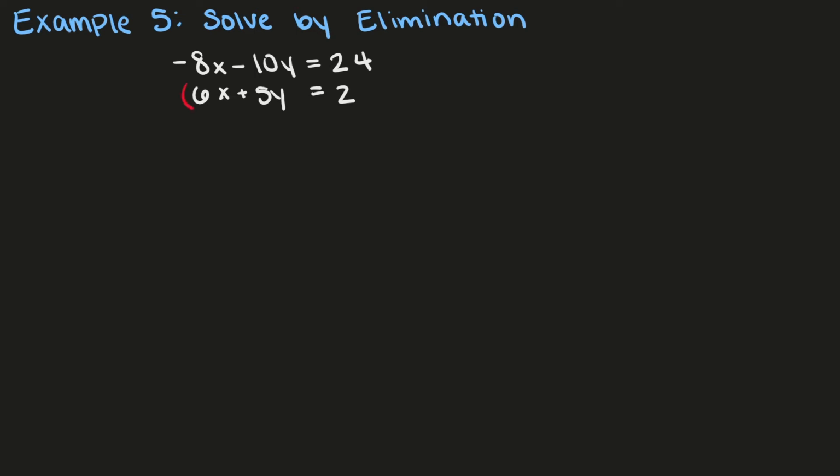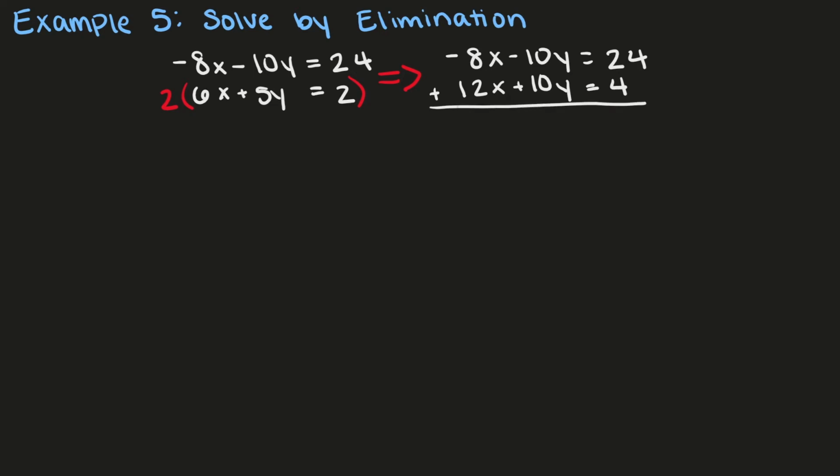Let's multiply the second equation by 2. This will give us a positive 10y, which will cancel out the negative 10y we have in our first equation. So multiplying everything in our second equation by 2, our addition becomes -8x minus 10y equals 24 plus 12x plus 10y equals 4. We will add all of our like terms. So -8x plus 12x is 4x. -10y plus 10y is 0, and that cancels. And then 24 plus 4 is 28.